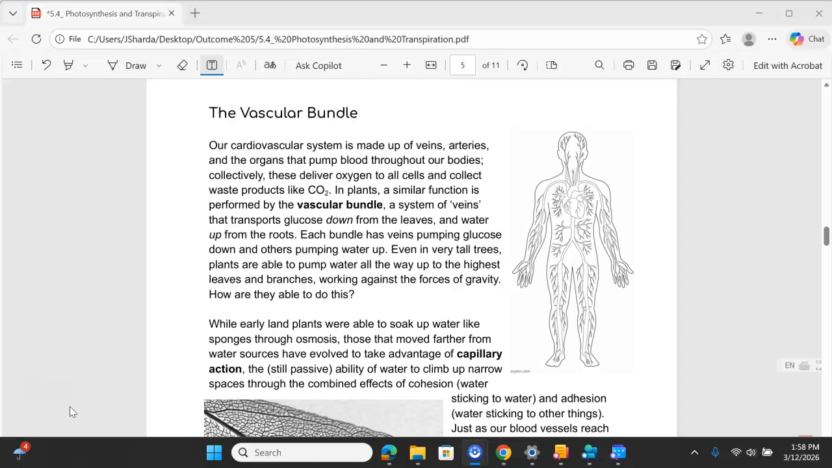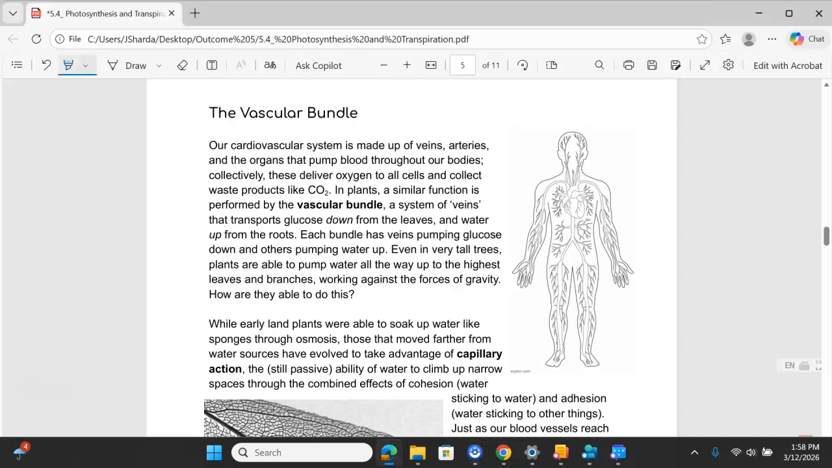that pump blood throughout our bodies. Collectively, these deliver oxygen to all of the cells and collect waste products like CO2. In plants, a similar function is performed by the vascular bundle, a system of veins that transports glucose down from the leaves and water up from the roots.